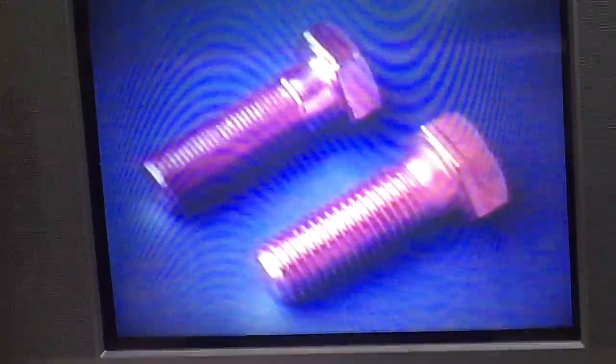Here are two 3/4 inch diameter cap screws. The one in the foreground has 10 threads per inch and is a unified national coarse or coarse thread series. The other one has 16 threads per inch and is called a unified national fine or fine thread series.